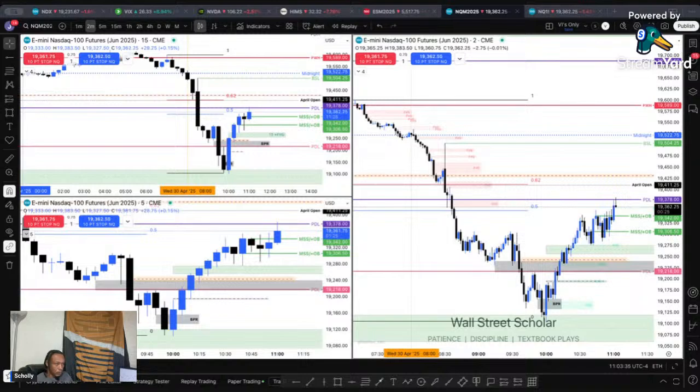It just hit previous day low. Yeah, I see it. 11 o'clock either gonna give you the target or the retrace.